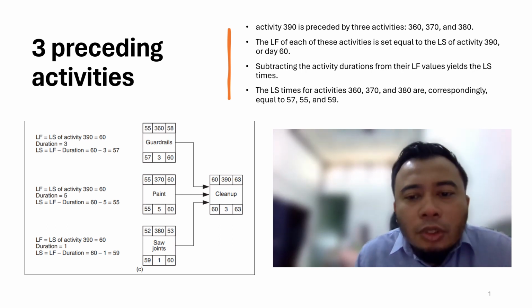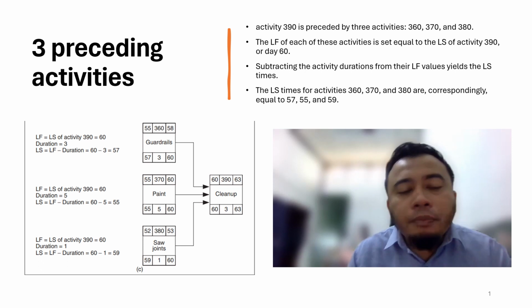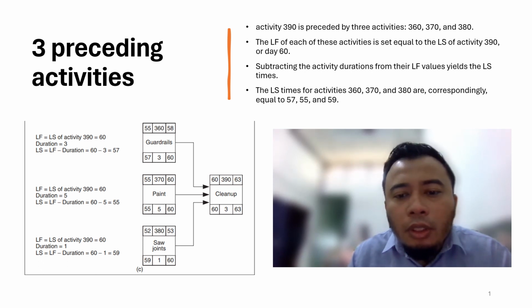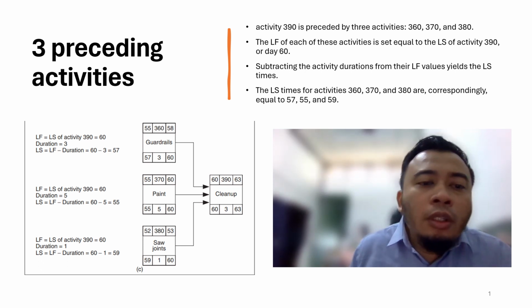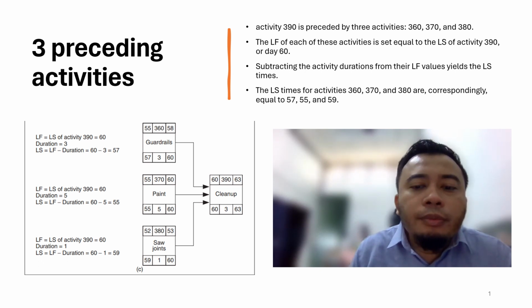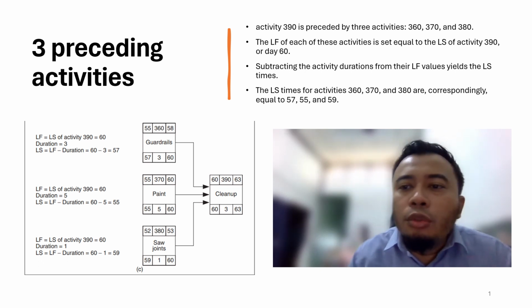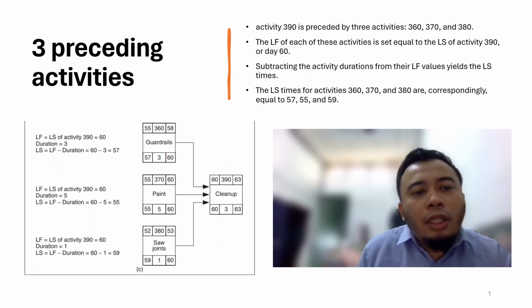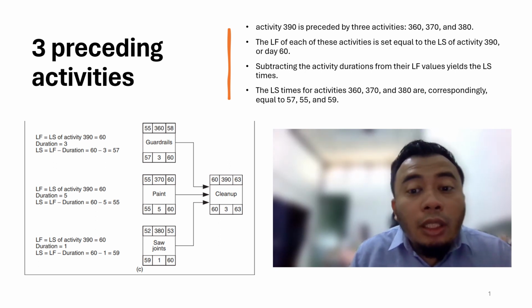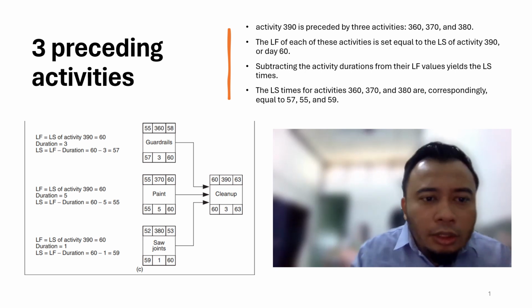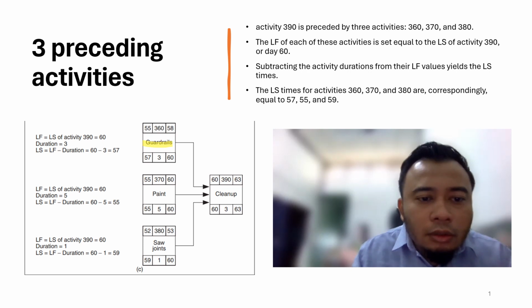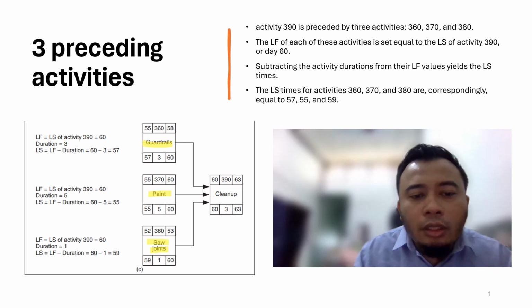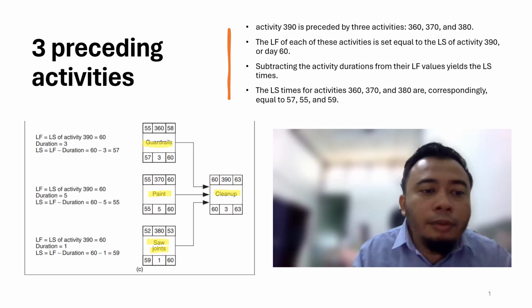Hello guys, so in this video we continue on the network time computing. So let's just do some recaps on these three preceding activities. As you can see here, there are three activities: guardrails, pins, and also joints. Then these three activities need to be completed in order for cleanup work to start.